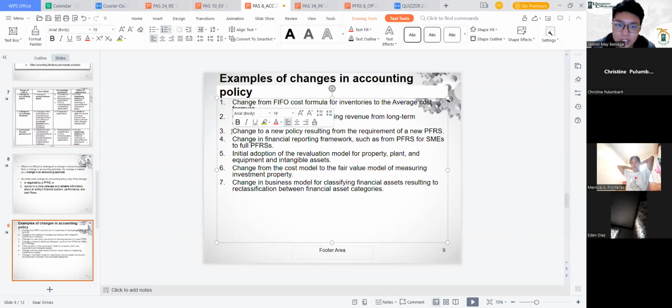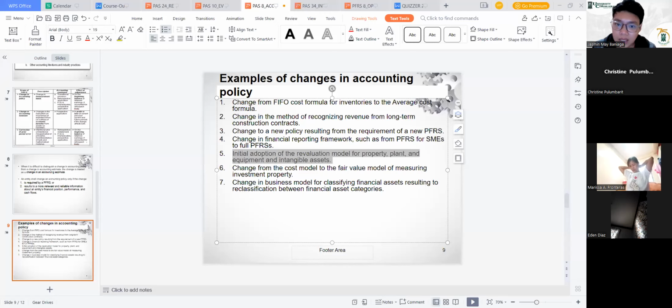Number 3, take note, change to a new policy resulting from the requirements of a new PFRS. Yan naman yung typical na change in accounting policy. Nagpalit ng basis because of the acceptable PFRS or accounting standard. Next one, changes in financial reporting framework such as PFRS for SMEs and to full PFRS. Kasi is a valid option or choice for the said entities regarding PFRS for SMEs, in case they adopt the full PFRS na pinag-uusapan natin sa CFAS.